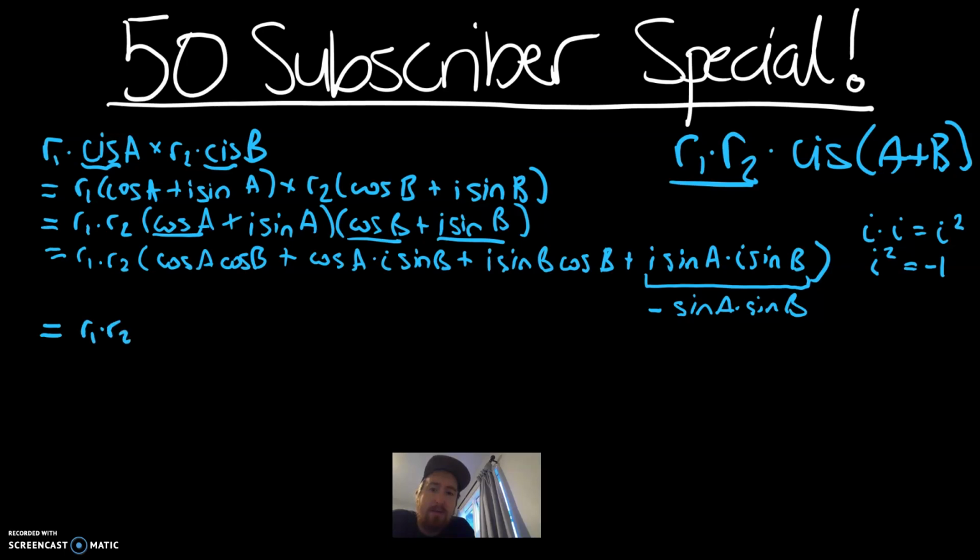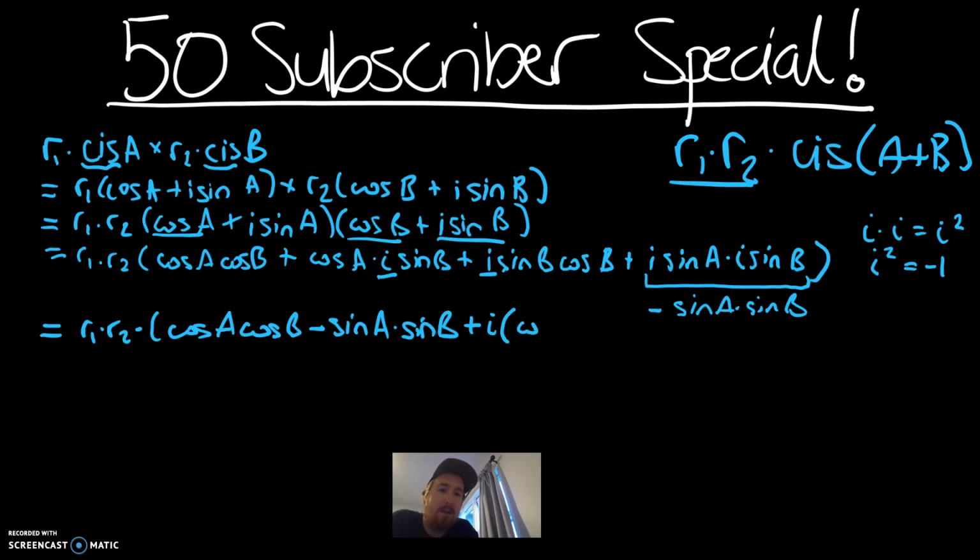So R1 times R2, that is going to be multiplied by cosine A times cosine B minus, so I'm going to move this sine A sine B function there, minus sine A times sine B. And then the two things left with the i, I'm going to move the i out front. So I'm going to go plus i. And I'm actually going to factorize and take that common i out.